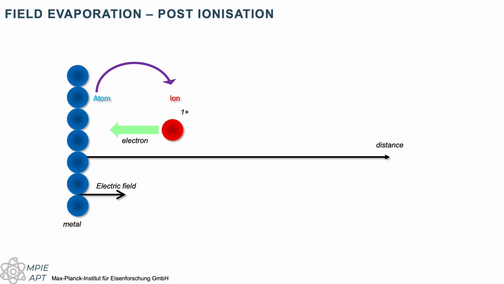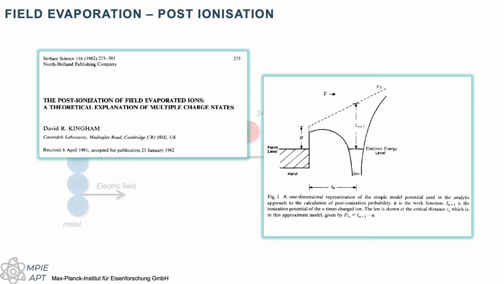What was proposed in the early 1980s is that the atoms actually are not field evaporating, having lost multiple electrons, but just one, and then as they fly away from the surface, they lose a second electron and then a third electron, and so on and so forth. This theory, brought forward by David Kingham back in the early 80s in Cambridge, is that the same process that was enabling field ion microscopy, field ionization, would be taking these electrons away from the atoms or from the ions as they are departing away from the surface.